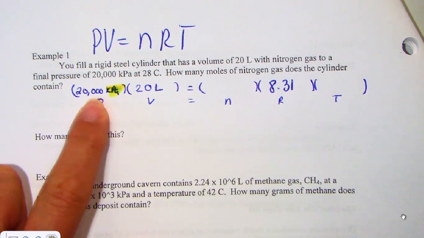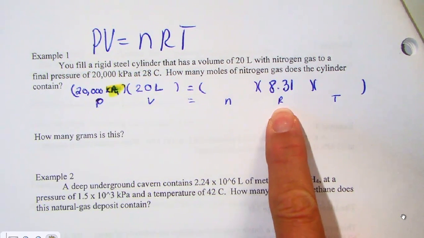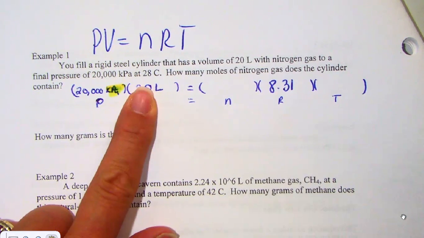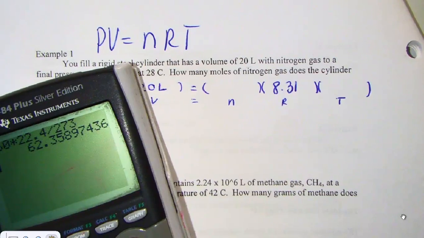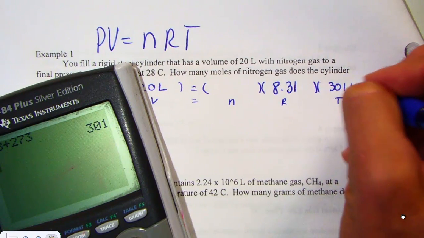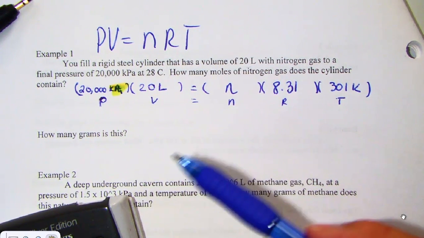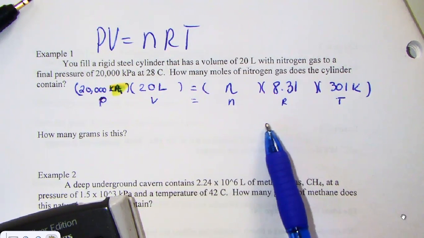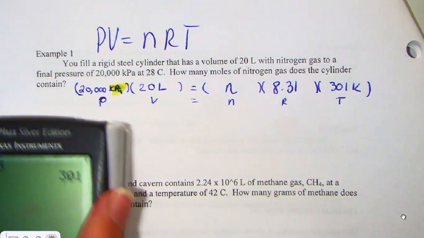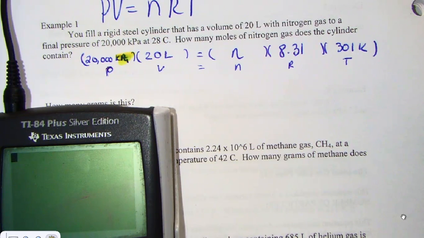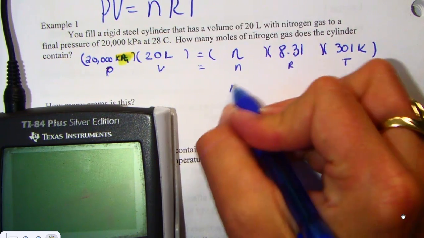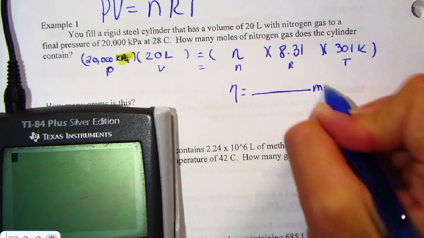So we have 20,000 pressure. The kPa unit told me to use 8.31. Volume was 20 liters. Temperature was 28 Celsius, which is 301 Kelvin. We'd like to know n, the number of moles. Ready? So the algebra is just to start on the side without the variable, PV divided by the product of RT. Please hit that with me, solving for n, where n will be moles of nitrogen.